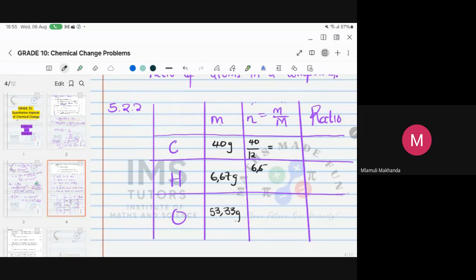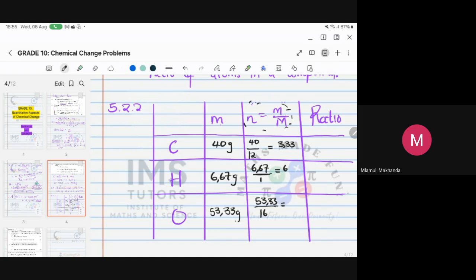Here you'd have 6.67 divided by 1, and there you'd have 53.33 divided by the molar mass, which is 16. Remember, it's m over M. You're just following the formula that you wrote here. So let us find those moles. 40 divided by 12 should give you 3.33.